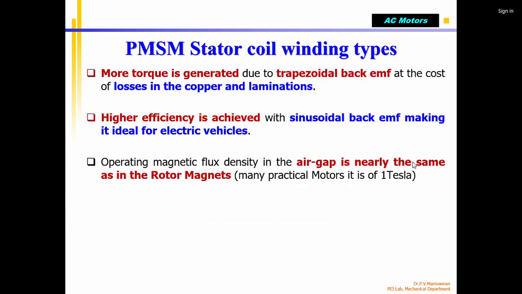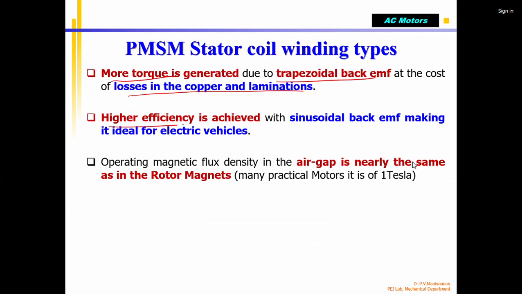What is the advantage of this? More torque is generated if a trapezoidal back EMF is generated. That means if I have a concentrated winding type of stator, more torque will be generated by that motor. But the copper losses will be more. The cost of copper and lamination will be high in the case of trapezoidal back EMF, but more torque is generated.